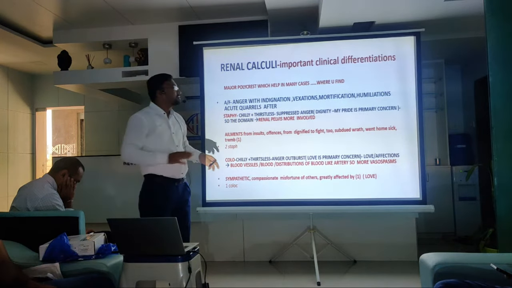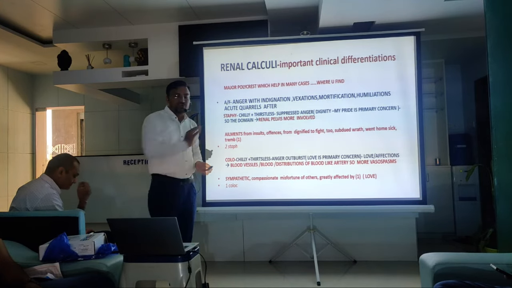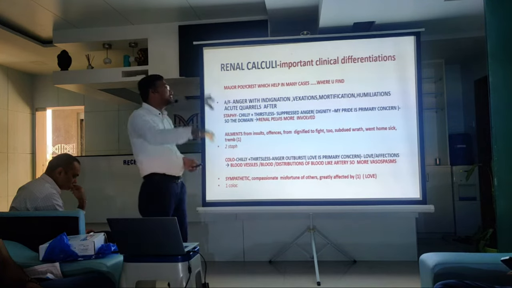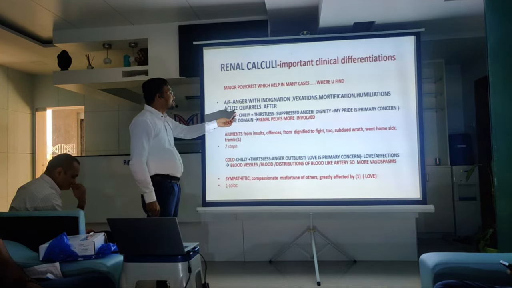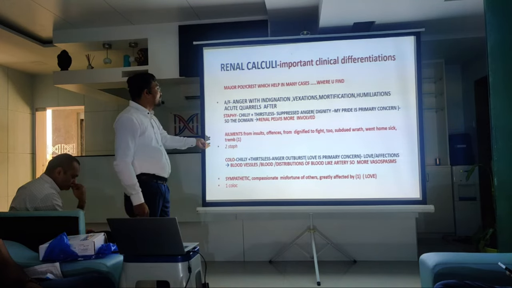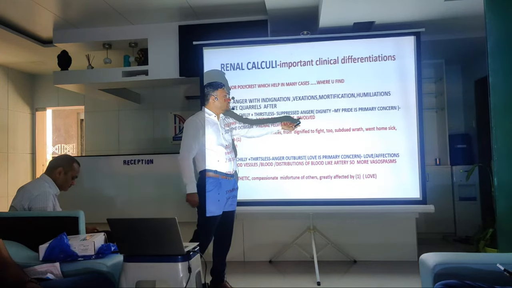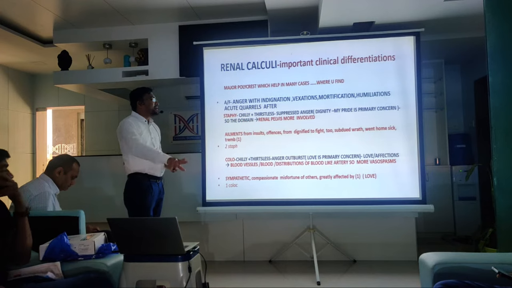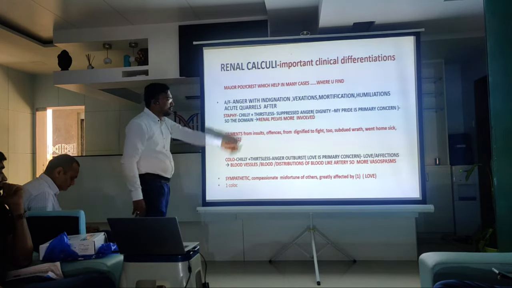Remember, sir has said many times that we have to go into every tissue as an individual, every cell as an individual, and we have to prescribe. So the domain, the renal pelvis, is involved, right? We have rubric elements from insult, offenses, to dignify, to fight, subdue, work and went home sick. So righteous anger suppressed. Any reaction which is painful, you can discuss Staphysagria, especially when the pelvis is involved, right?